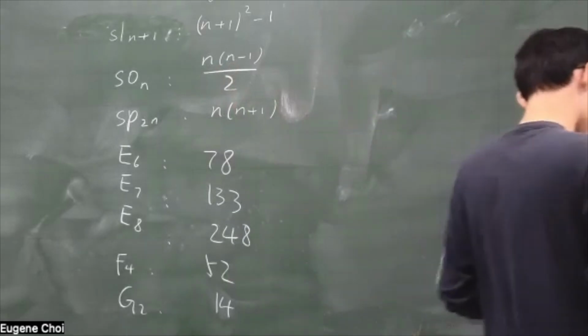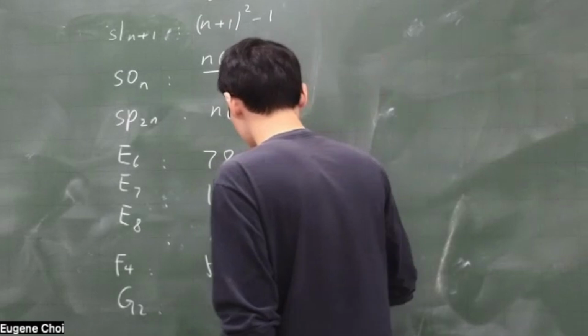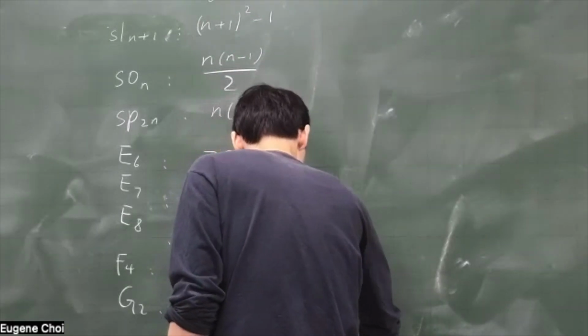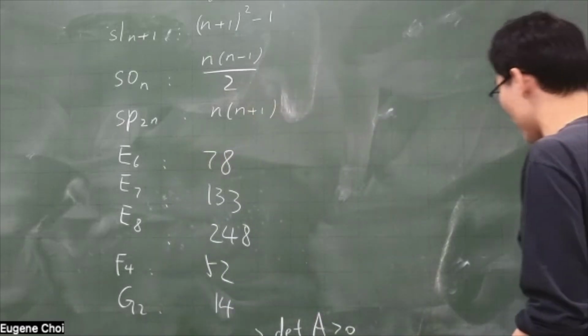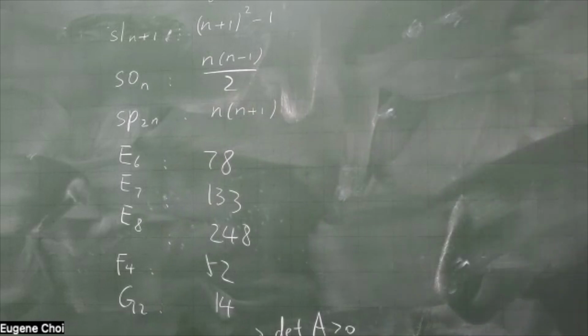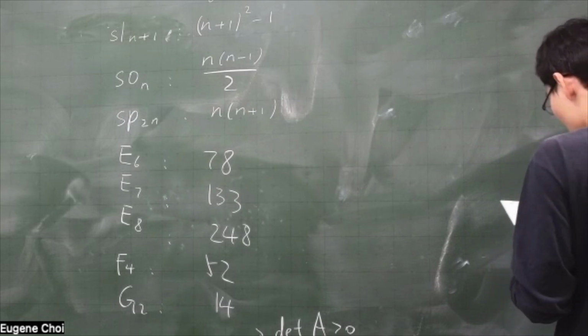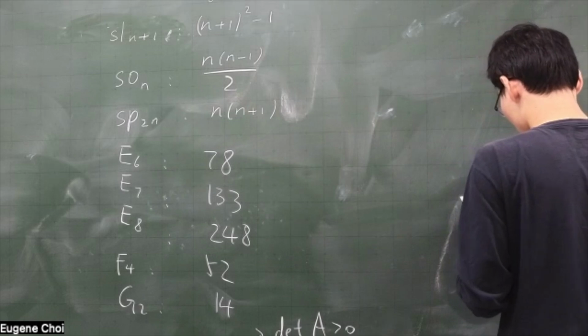And what do I want to say? Yeah, if you check for these simple Lie algebras, you always have the determinant of the Cartan matrix being positive. Also, there are a bit more terminologies. Let's see, I can probably skip a little bit.